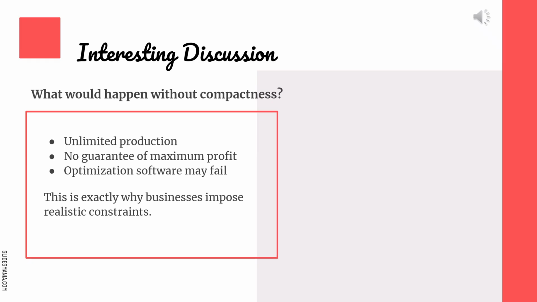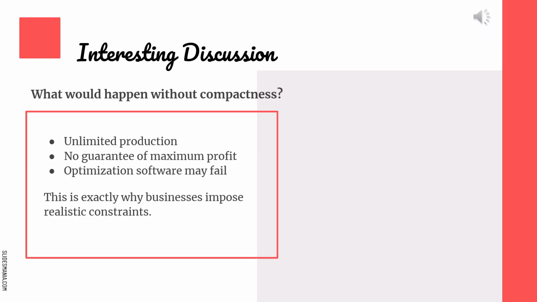So let's say you're a starting company and you want people to invest in your company, but you can't give them a maximum profit within a year. Nobody's going to want to invest, because it's going to be a dangerous investment. And what can happen is that optimization software may fail.